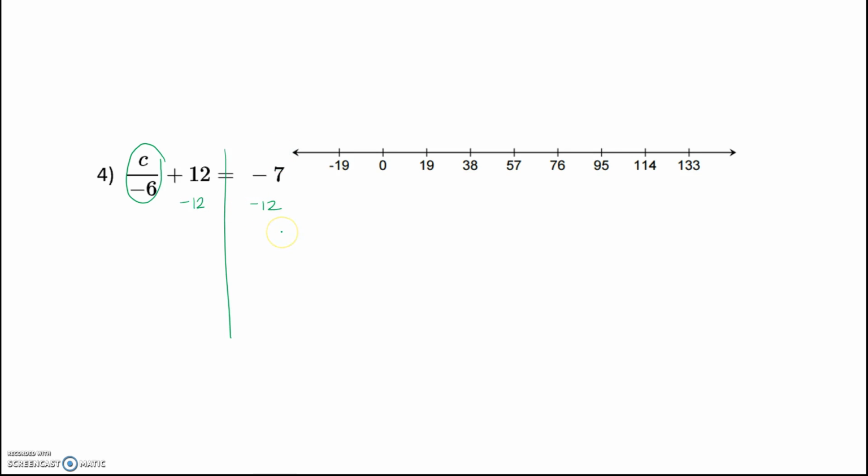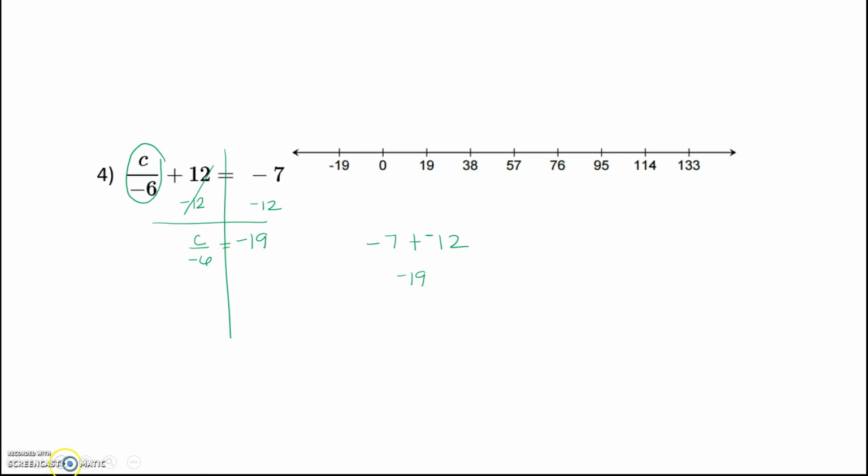Yet again, I have negatives here, and that's confusing, so I'm always going to write it out from left to right to prevent myself from making mistakes. So I don't subtract with negatives, you add the opposite. So now, same sign, add and keep. So 12 plus 7 is 19, and I'm going to keep my sign. So I have negative 19, and I still have C over negative 6.